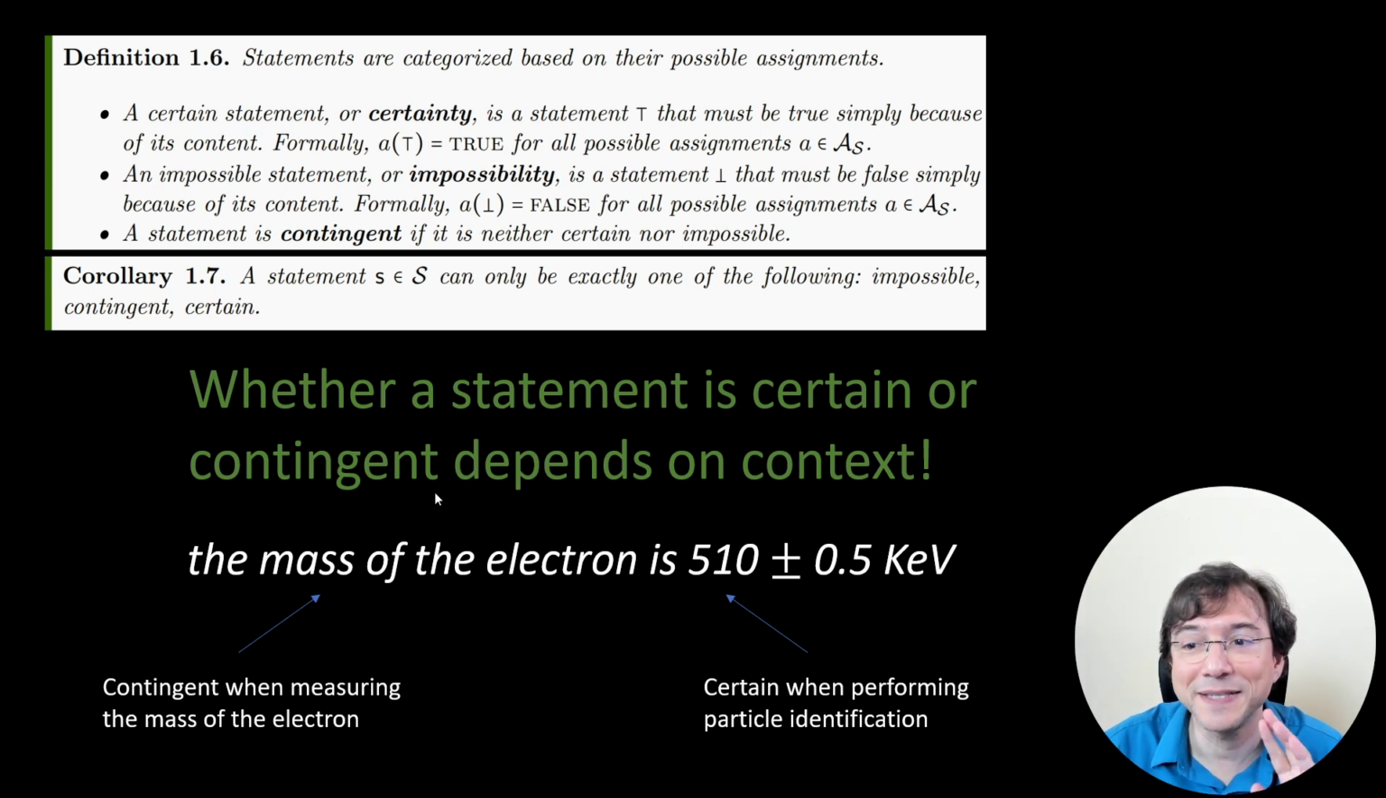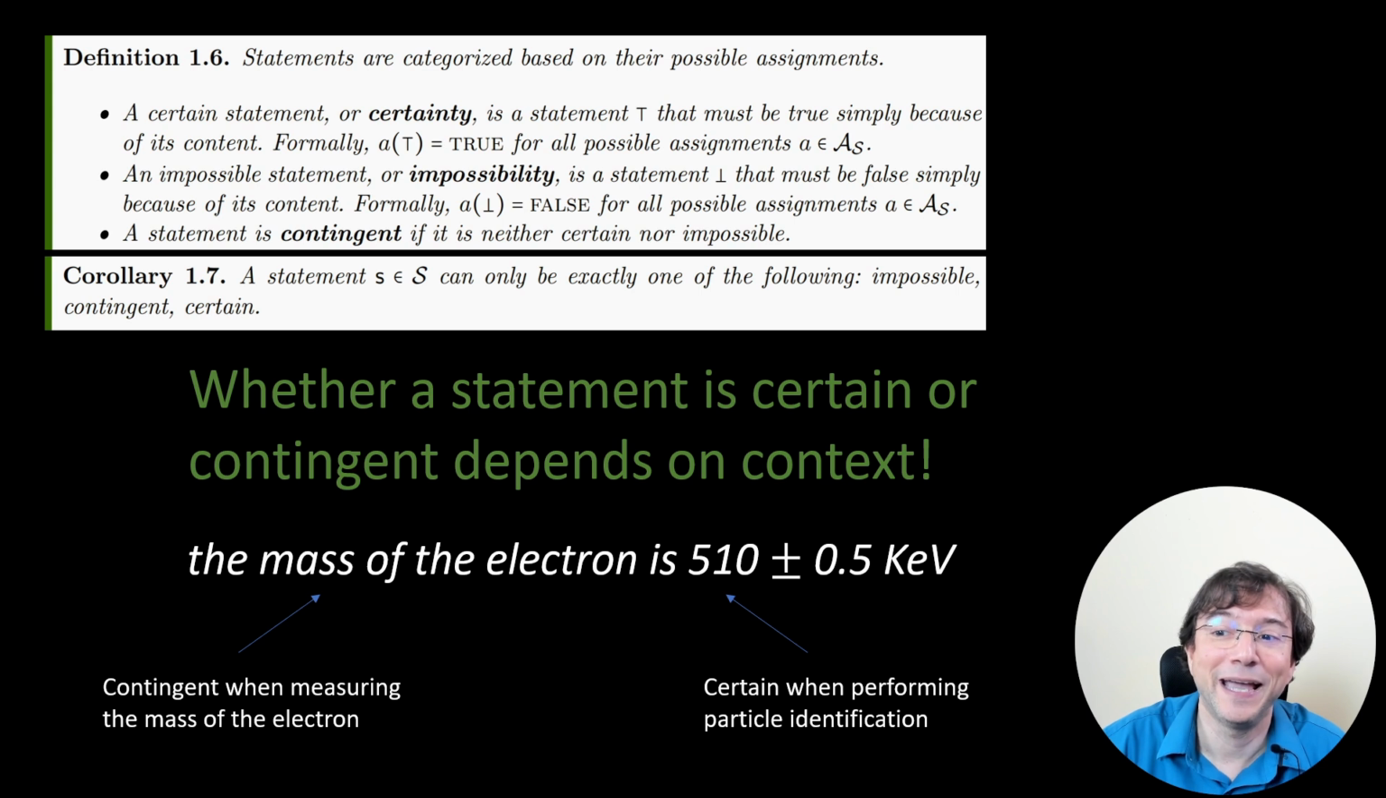Okay, so one of the things that is important here is that whether a statement is certain or contingent depends on the context. So if you imagine the statement, the mass of the electron is 510 plus or minus 0.5 kiloelectron volt. Well, this statement is a contingent statement if we don't know what the mass of the electron is and we are going to go and measure it. It wouldn't make sense to go and measure the mass of the electron if we already knew what it was. So in that context, when we perform that measurement, the mass of the electron has to be not known, and therefore the statement must be contingent.